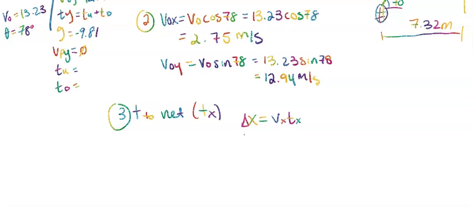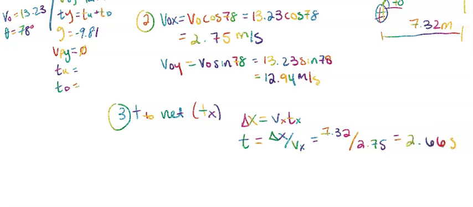So we have our delta x, which is vx times tx. So our time is going to be our displacement divided by our velocity. So 7.32 divided by our 2.75. That's going to get us the total time that the ball is in the air. So that's the time it takes to reach the net, or at least the net's displacement from the hands of the person. So that's 2.66 seconds.